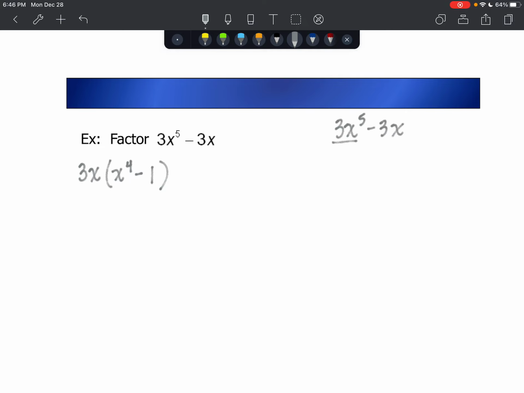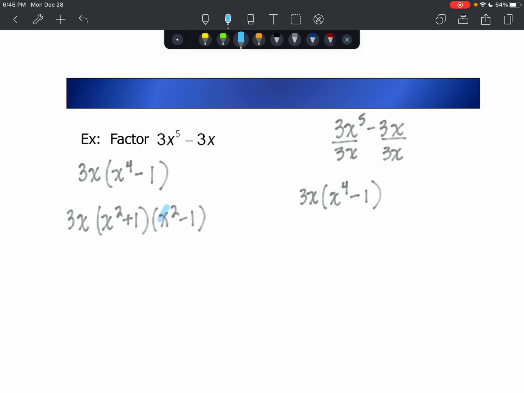Let me show you why. When we factor out a 3x, it's like dividing it out, and that gives us x to the 4th minus 1. And then x to the 4th minus 1 is the difference of two squares. It is x squared plus 1 times x squared minus 1. But this x squared minus 1 is a difference of two squares again. So we've got to make sure that all of our factors are completely factored.